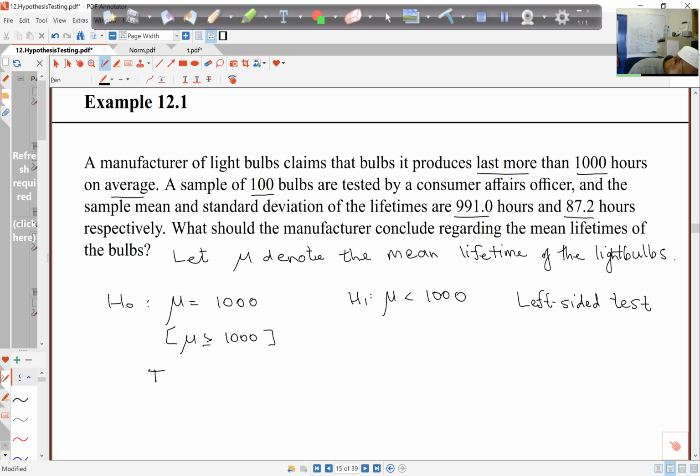Our test statistic, as before, will be the t. So that's t equals x bar minus mu over s on root n. And I've got 100 light bulbs over here, so that's going to be T99.